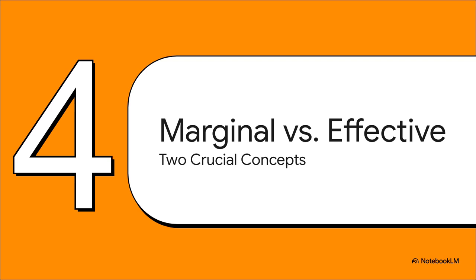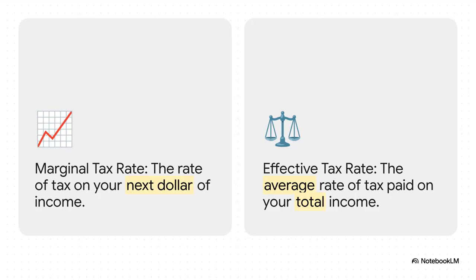Okay, now that we've nailed the mechanics of the calculation, we can dig into two of the most important and, honestly, most often confused concepts in all of taxation, the marginal tax rate and the effective tax rate. The distinction here is simple, but it is absolutely critical. Your marginal rate tells you what happens next. It's the rate of tax you'll pay on any additional dollar you earn. Your effective rate, on the other hand, is looking backward. It's the blended or average rate that you paid on all of your income combined.